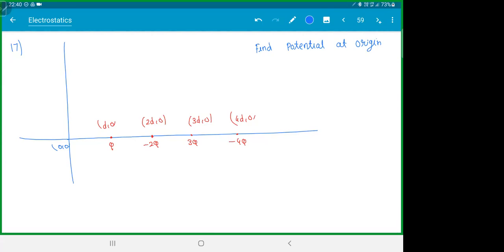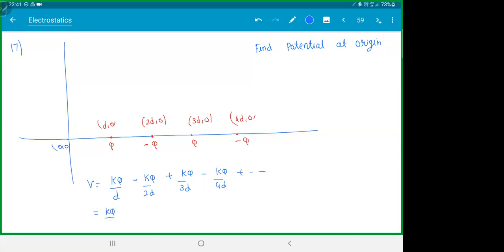Let me show you. It is not 0. See now, the potential will be kQ by d. This is minus. It is 0 actually. Wait, I made a mistake. These are alternate charges: minus Q, plus Q, minus Q, plus Q. It is not 2Q, 3Q. Then it would have been 0. My mistake. This was kQ by 2d, kQ by 3d, kQ by 4d, and so on.